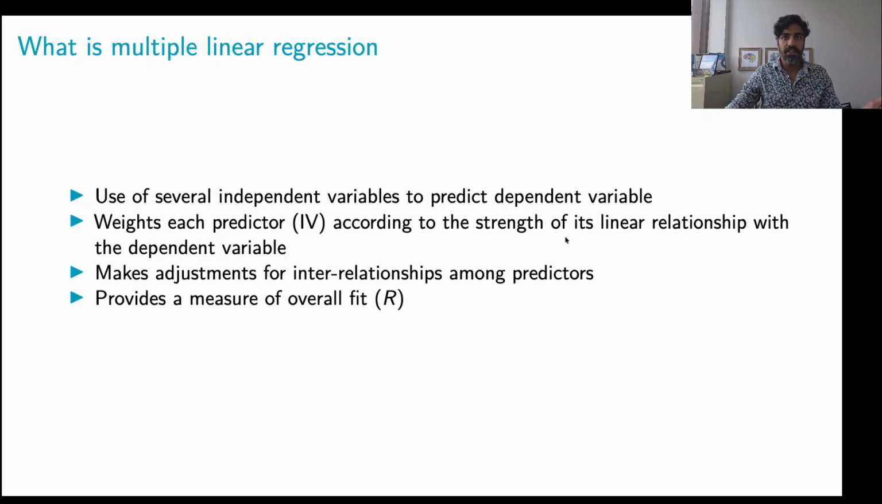So what is multiple linear regression? It uses several independent variables to predict the dependent variable, and it weights each predictor according to the strength of its linear relationship with the dependent variable. And it makes adjustments for interrelationships among predictors. That's probably one of the most critical factors about multiple linear regression analyses. It actually adjusts your value based on the other variables you put into the model. It also provides a measure of overall fit, which we see with R.